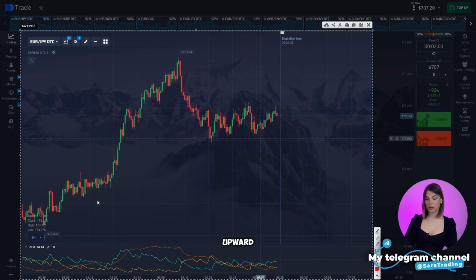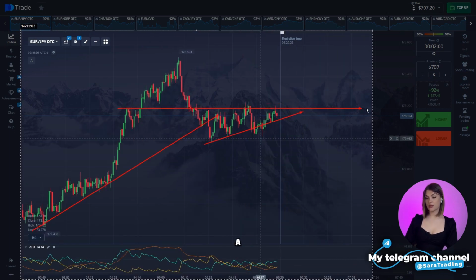Here we have an upward trend. Here we have a resistance level. In fact, now based on this movement, we see the formation of a triangle. Each low is higher than the previous one, but each high remains the same. Accordingly, we expect a breakout here.